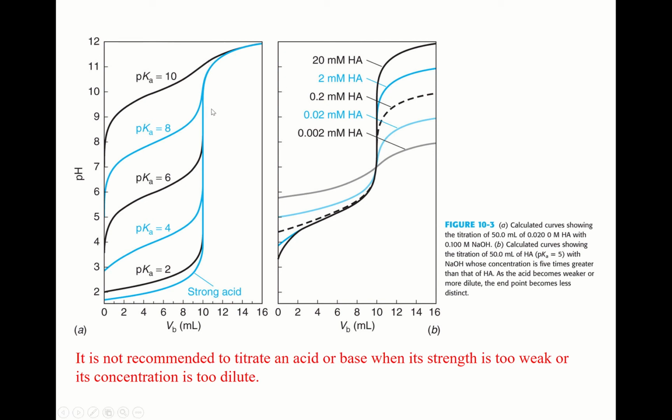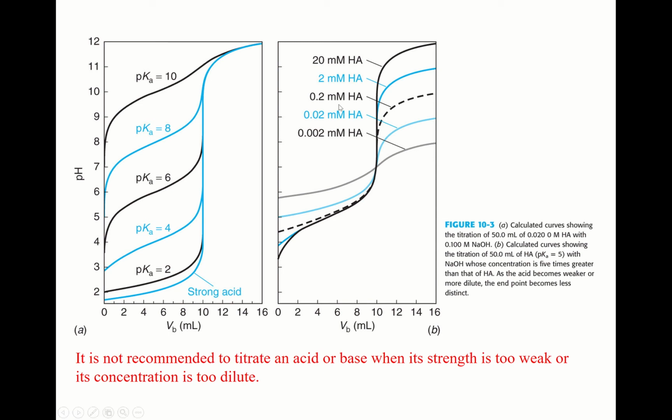So here we can conclude that although with a weak acid and strong base the reaction goes to completion, if the weak acid Ka value is too small, the titration is very difficult.